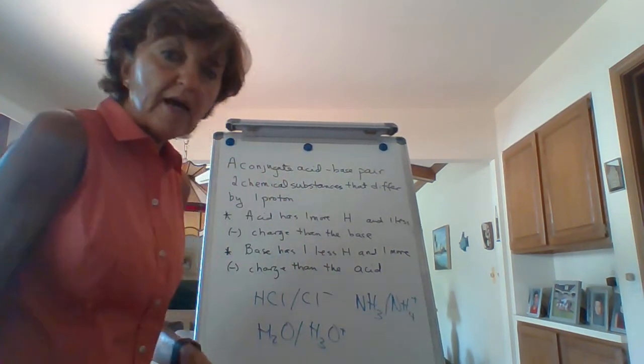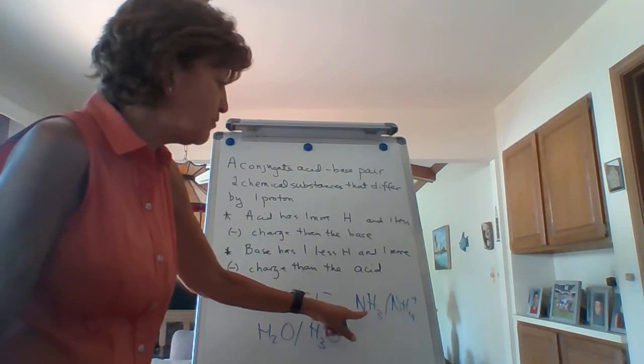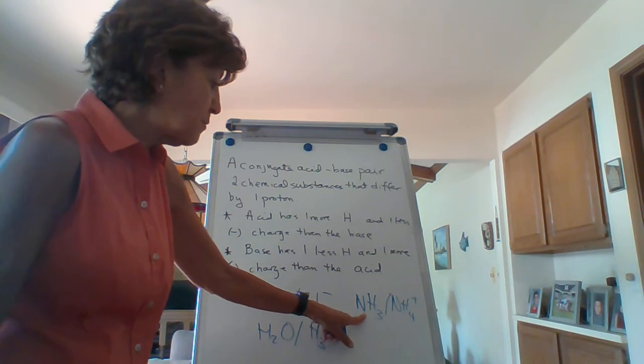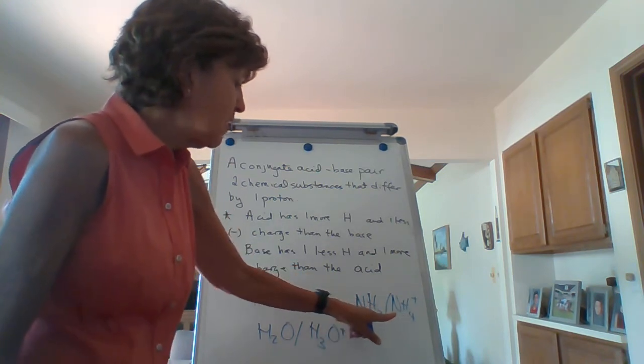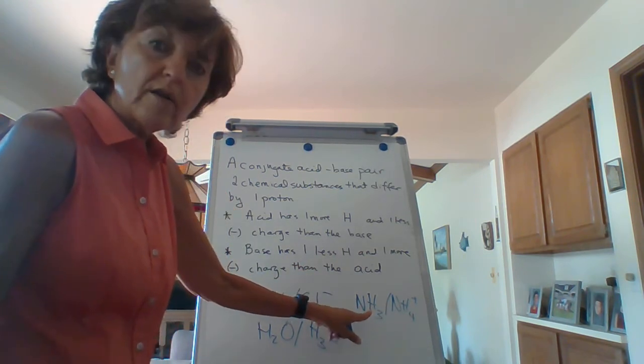You can also see that with this scenario here. Which one's going to be the acid? This is going to be the acid because it has one more proton, one more hydrogen than the base. So this is the base, this is the conjugate acid. This has one less negative, this has one more negative.